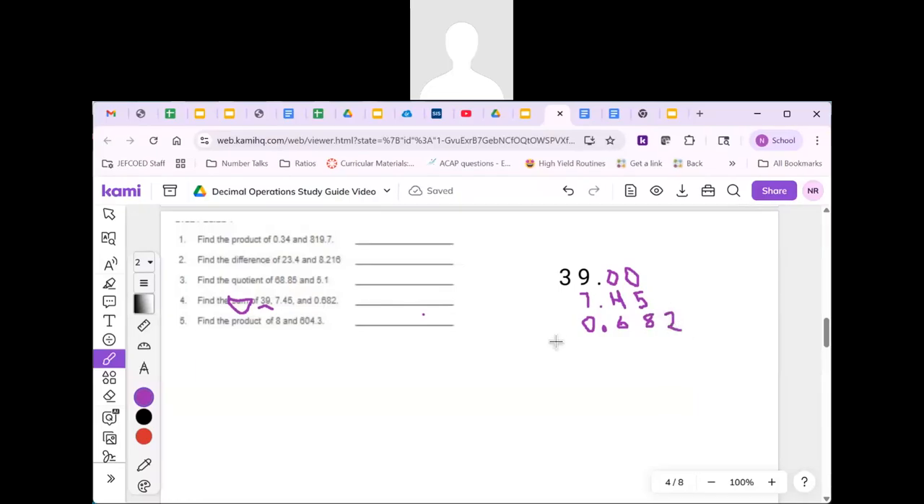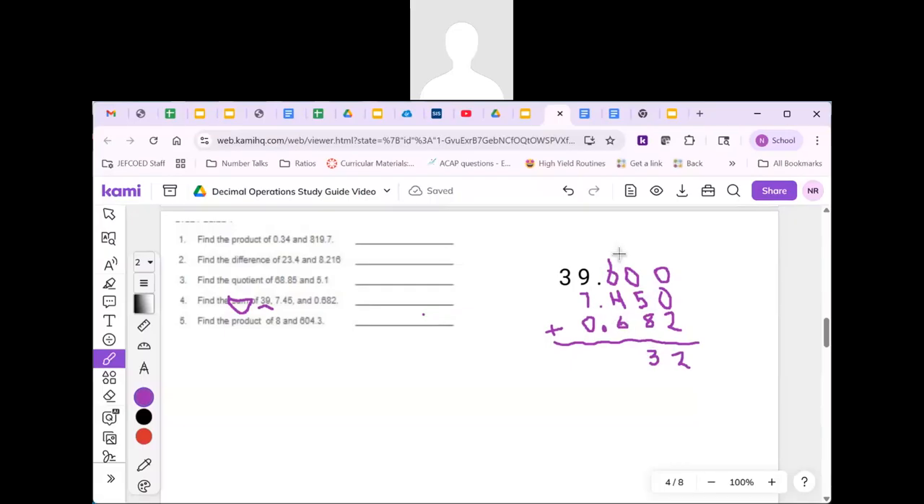Okay, now we are going to add these. But I'm going to go ahead and put 0 up above so I'm not confused. Okay, all right, so when I add here in the thousandths place, that is a 2. In the hundredths place, 5 plus 8 is 13. So keep the 3, regroup the 1.